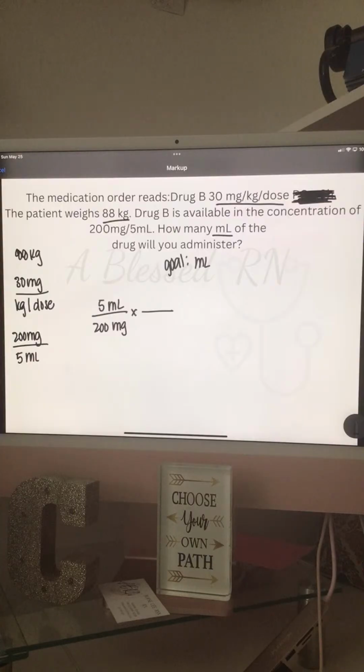Shorty Spice, love it. I love me some Spice Girls. All right, so we'll do the 30 milligrams per kilogram per dose. They all move together. One band, one sound.